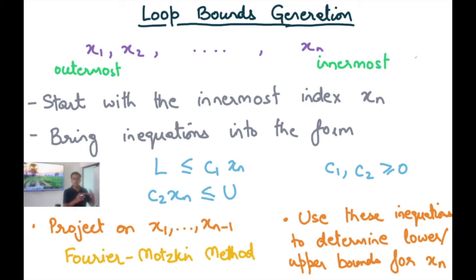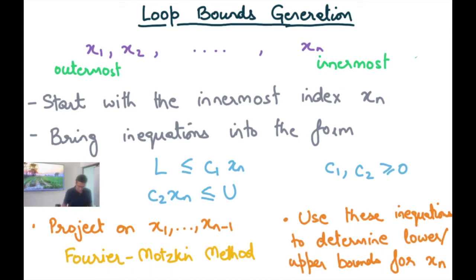So from that polyhedron, now we get a new polyhedron S prime, and from that S prime we can now remove xn minus 1 to project on the first n minus 2 indices, and keep doing that as we go along, till we get to the first iteration index, which is x1, and from that we will know what the bounds of the outermost iteration index x1 are. It will be only constants, it will not involve any of the other loop iteration indices. And once we have the bounds for x1, we would want to know what the bounds of x2 are in terms of x1 and potentially other constants.